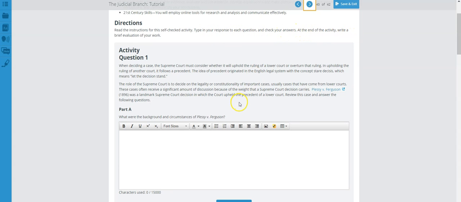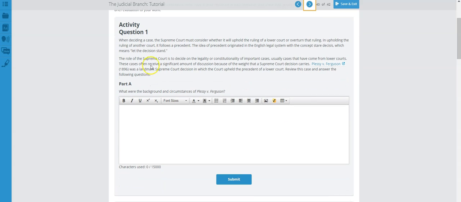At the end of the activity, write a brief evaluation of your work. And this is the activity question 1.